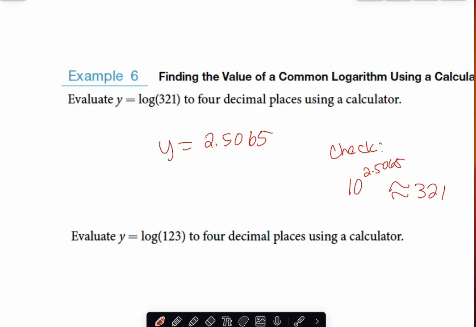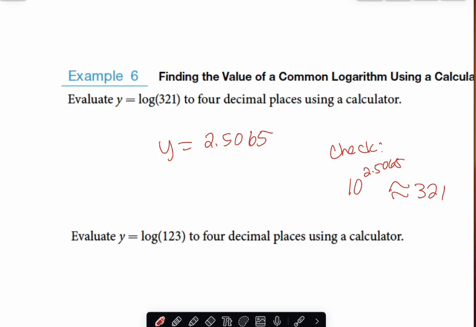Did we have a question? Yes. It's this one right here. Yeah, so if it says log, that is a base 10 log. If it just says log, that is a base 10 log. Did you have a question? We good? Okay, let's do one more.